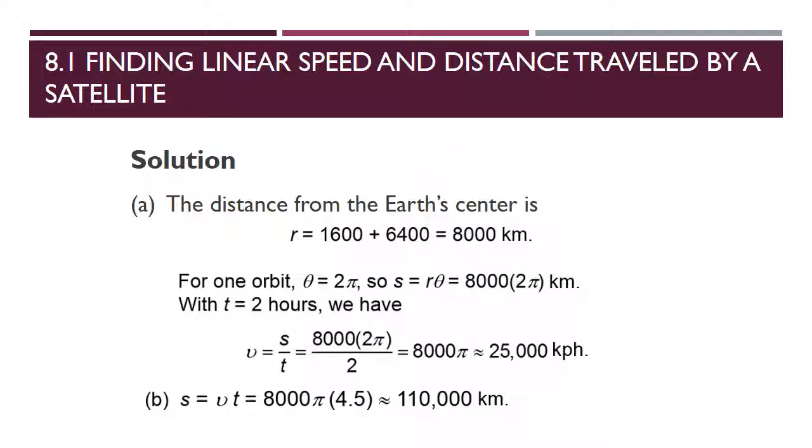So the distance from the Earth's center to the satellite is 8,000 kilometers. One orbit is 2 pi, so the distance is r theta, which is 8,000 times 2 pi. So within 2 hours, we have 8,000 times 2 pi over 2, which is about 25,000 kilometers per hour. Our distance is velocity times time, so 8,000 pi times 4.5, and we get about 110,000 kilometers.